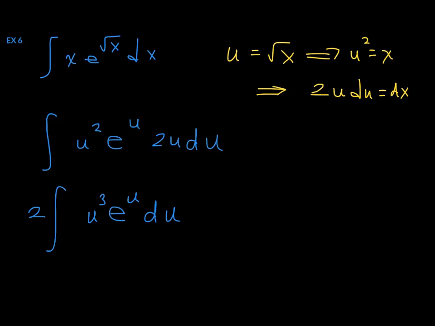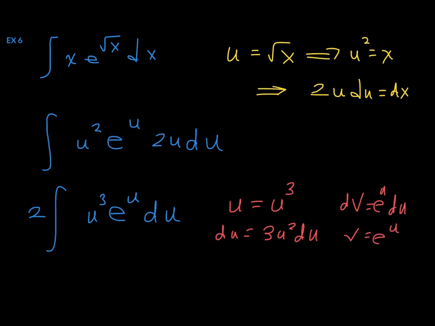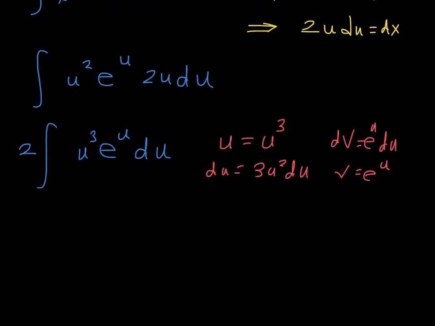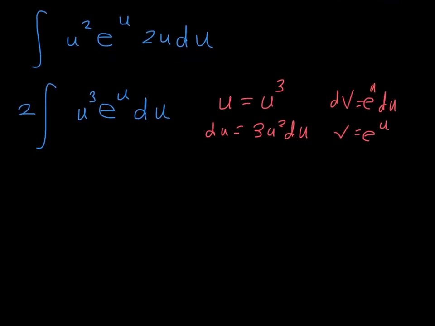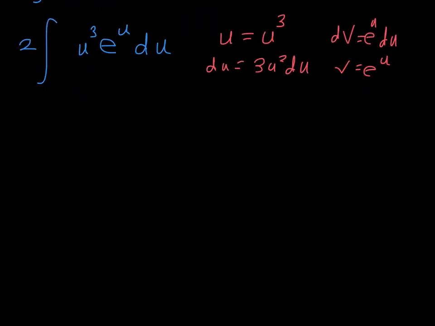Now, let's choose, let's see, remember I need something for u, I need something for dv. So I'm going to choose u to be u cubed. That means du would be 3u squared du. And then I'll choose for dv e to the u du, which would mean that v is equal to e to the u. Okay, so with this in mind, I can rewrite this as, let's not forget that there's a 2 on the outside of everything, okay?